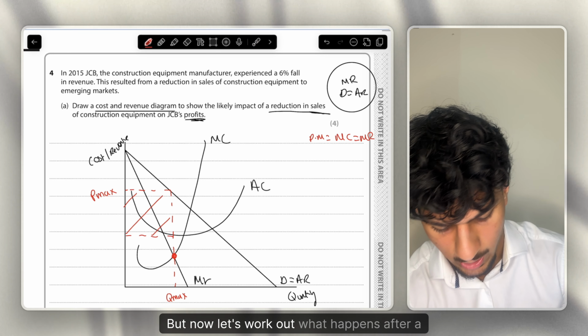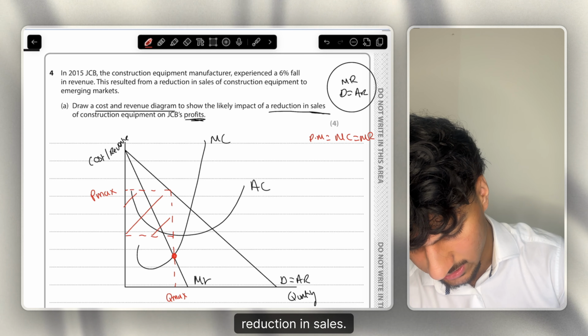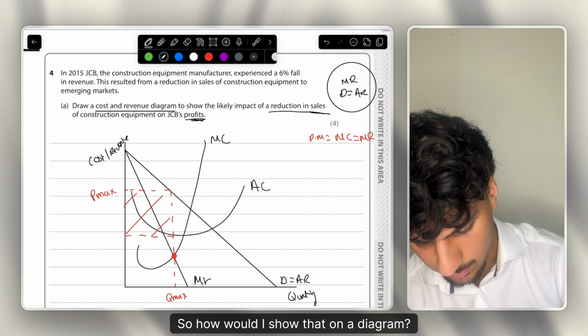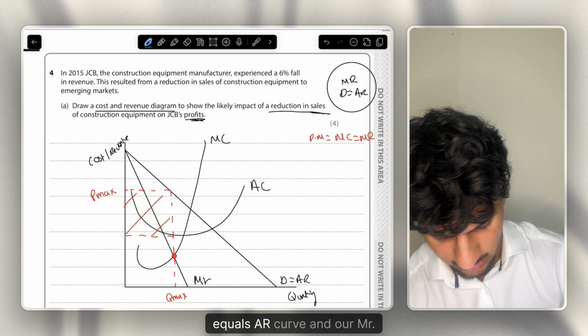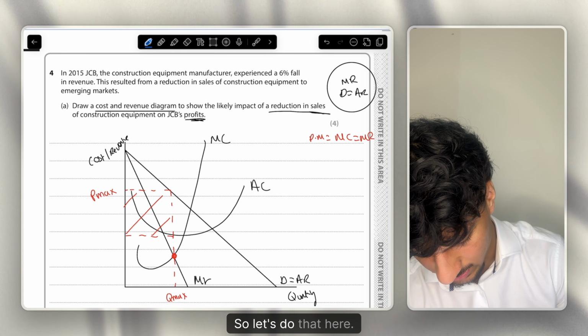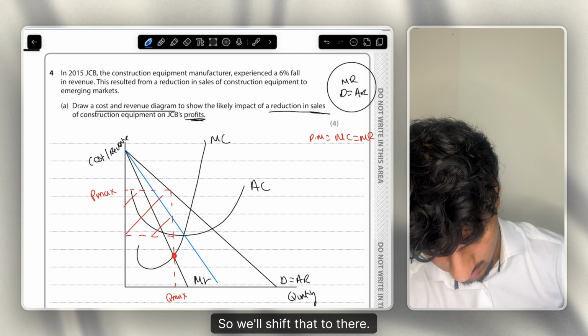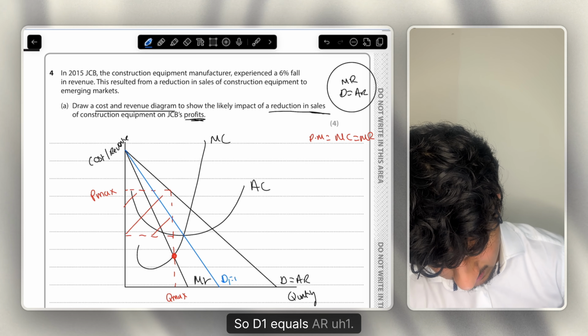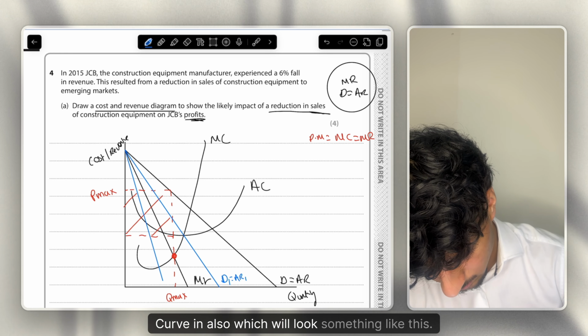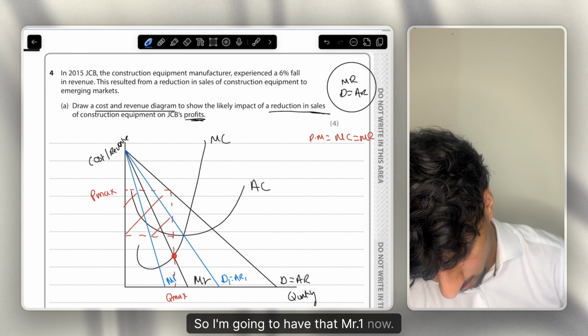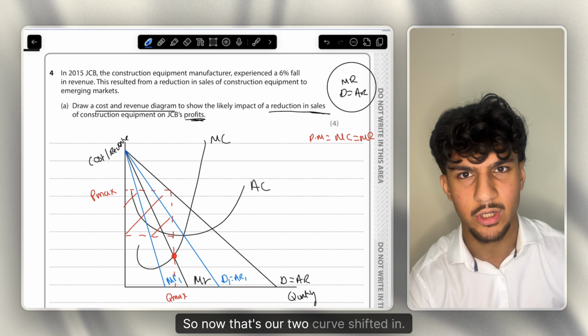But now let's work out what happens after a reduction in sales. So how would I show that on a diagram? Like I said, we're going to shift two curves in, which is our D equals AR curve and our MR curve. So let's do that here. So we'll shift that to there. So D1 equals AR1. And then we'll shift our MR curve in also, which will look something like this. So I'm going to label that MR1 now. So now that's our two curves shifted in.